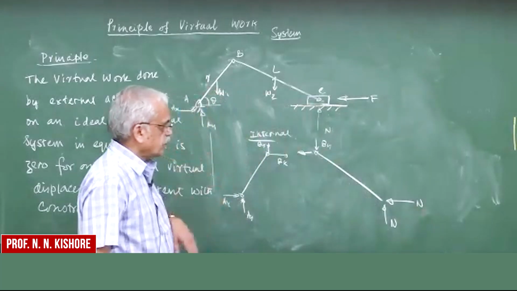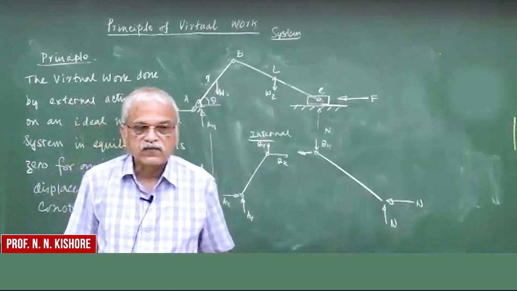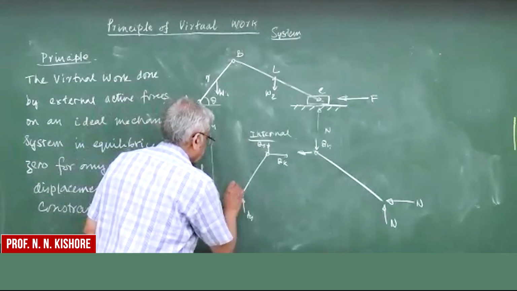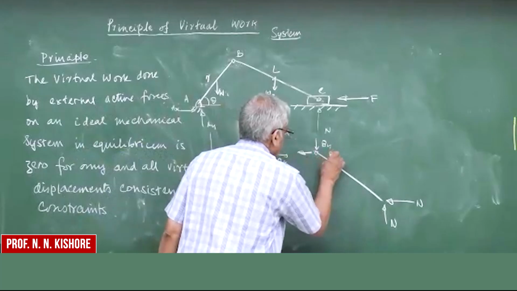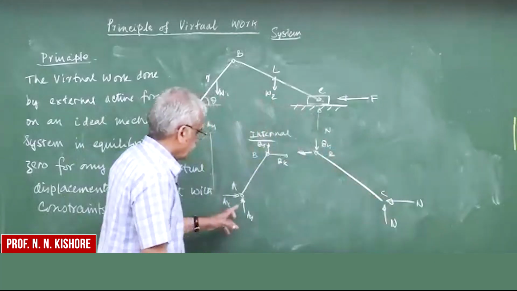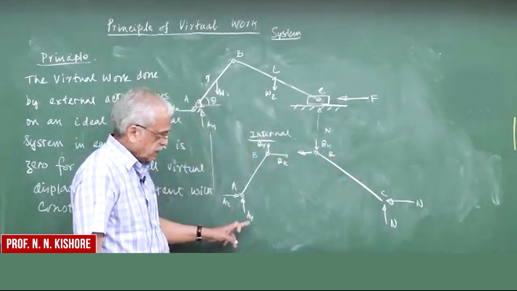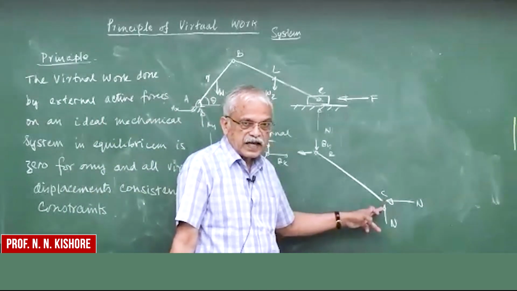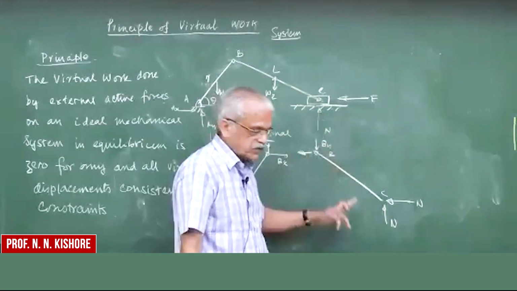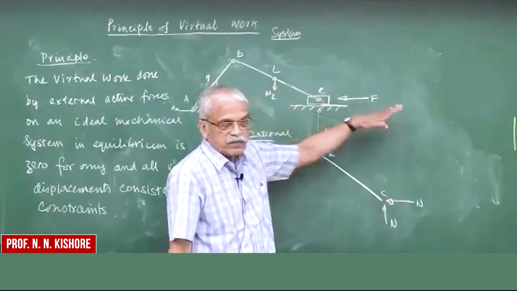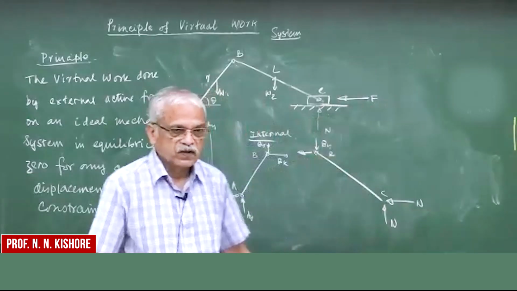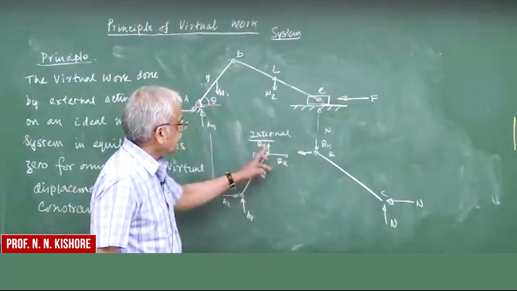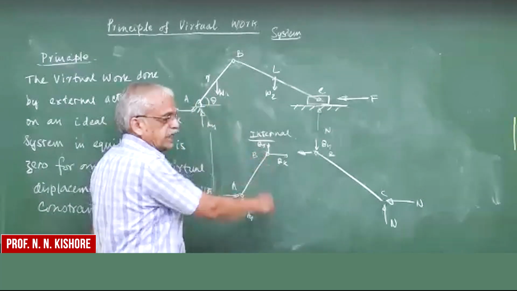So which are the active forces here, which will do the work? If you see here, these forces at A will not move at all, so they will not do any work. The force at N is perpendicular to the movement of C, and so it will not do any work. What about this Bx and By? These Bx and By are the internal forces.